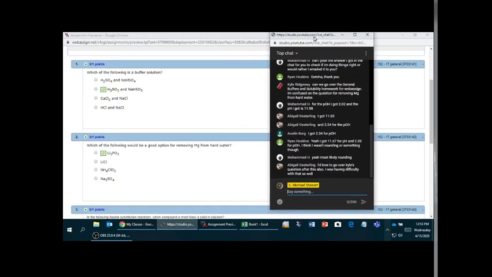Now, in terms of what makes a buffer, it always has to be a weak acid and its conjugate base or a weak base and its conjugate acid. So what you can see with the first one, H2SO4 and NaHSO4, not a buffer because H2SO4 is one of your 7 strong acids. CaCl2 and HCl, neither of those are weak acids. HCl is a strong acid. The next is H2SO3, which is a weak acid. Its conjugate is going to be HSO3 minus, because of how H2SO3 acts like an acid.